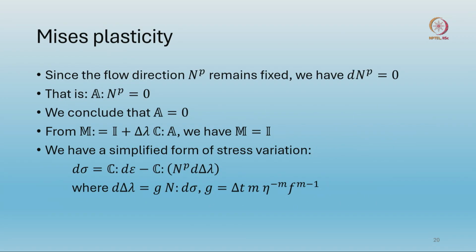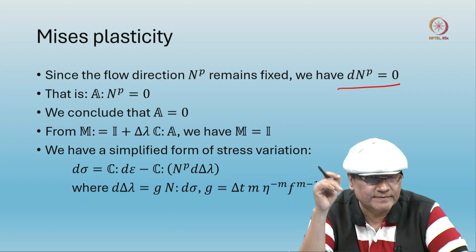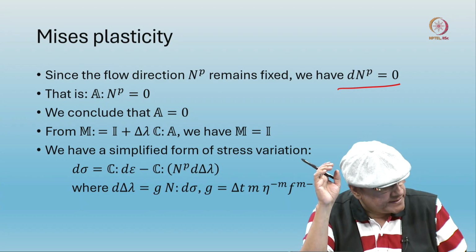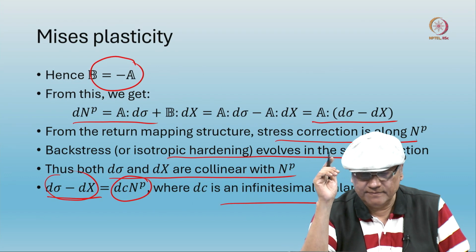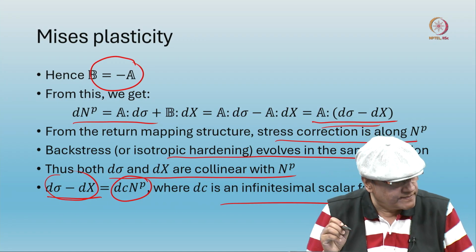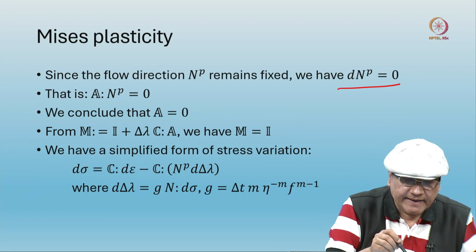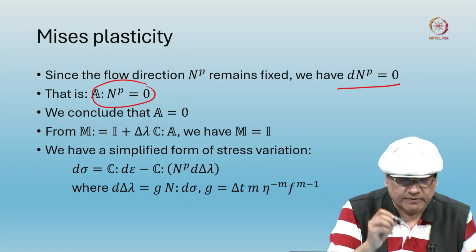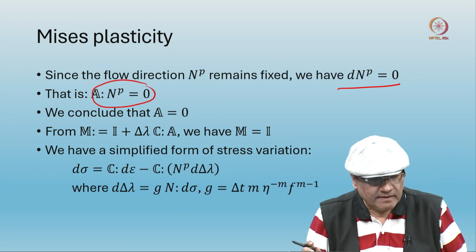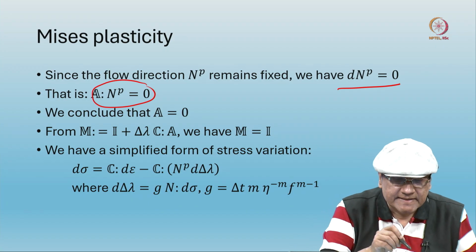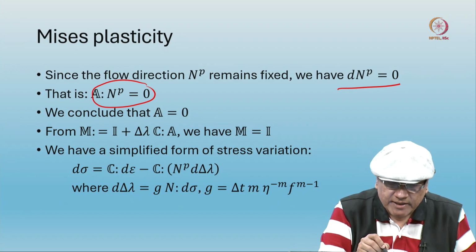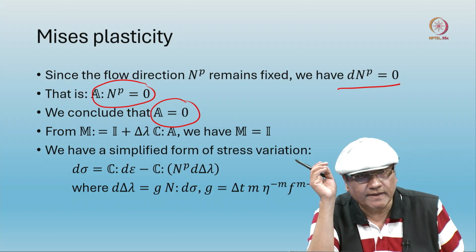Now let us put this forcefully, that dNP equal to 0. Let us say that even if NP changes direction, its effects are minor, of a higher order. So dNP is 0. In other words, that would mean from this expression that A NP is 0. Now since NP cannot be 0, this essentially means that A is 0.